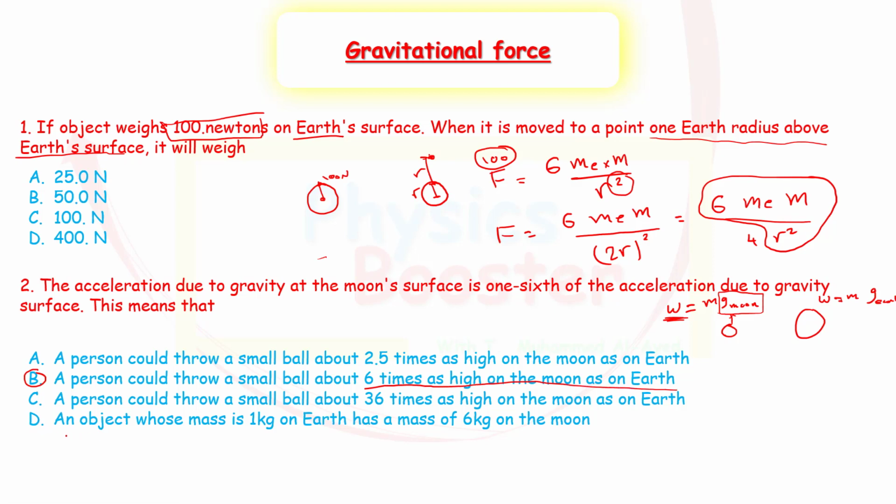Why isn't it correct? An object that has a mass of 1 kilogram on Earth has a mass of 6 kilograms on the moon? No, because the mass is always the same and it does not change. So it's obvious and clear that the answer is B.